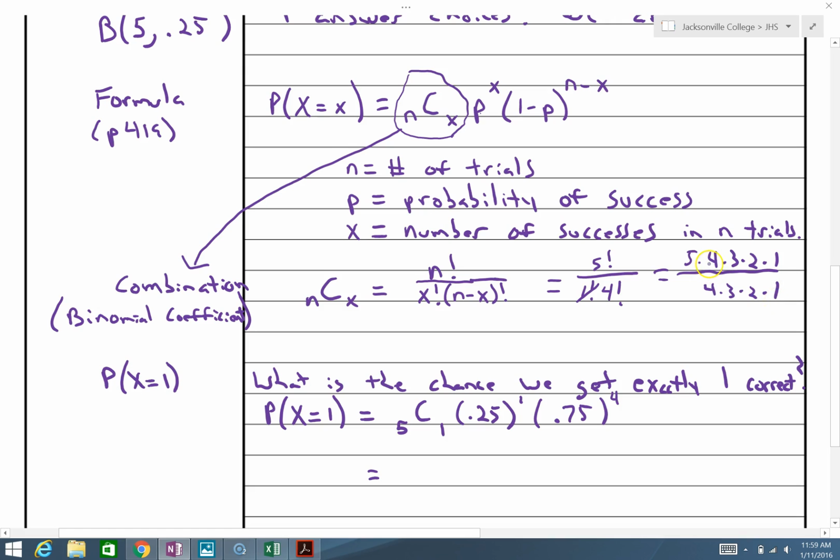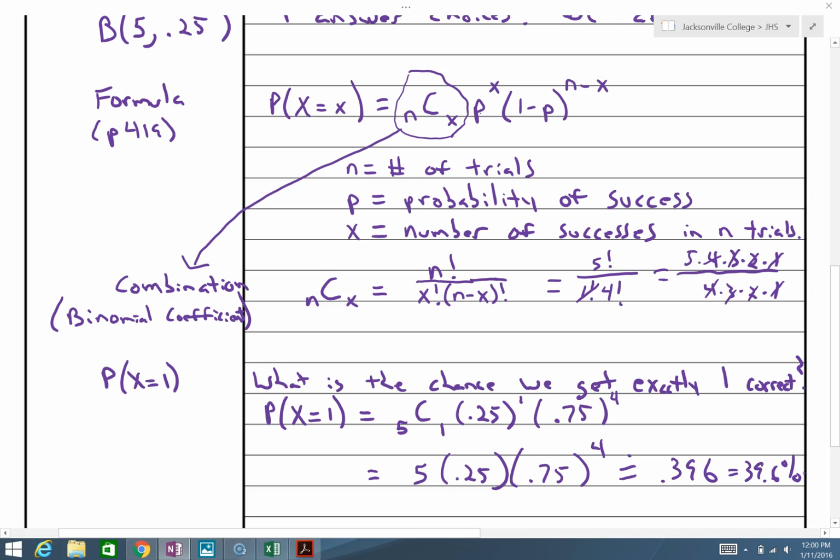Well, 4 cancels with 4, and 3 with 3, and 2 with 2, and 1 with 1. So this entire factor here, combination of 5 choose 1, is simply 5. So what we're left with is 5 times 0.25 to the first, I don't need to write to the first, times 0.75 to the fourth. Use your calculator and find this value. It is approximately 0.396, or that is 39.6%.